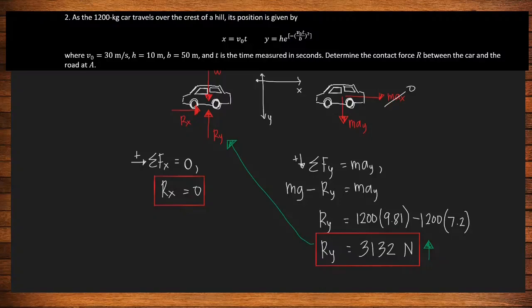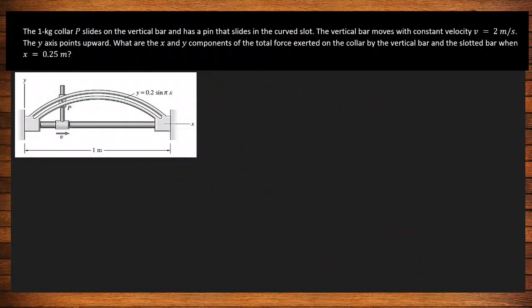Okay? So again, hindi na siya bago kasi medyo similar siya doon sa mga na-discuss natin na rectilinear motion on our previous videos. So next, let us take a look at this another example. So the 1 kilogram collar P slides on the vertical bar and has a pin that slides in the curved slot. So the vertical bar moves with constant velocity, v equal to 2 meters per second. The y-axis points upward. What are the x and y components of the total force exerted on the collar by the vertical bar and the slotted bar when x is equal to 0.25 meters?